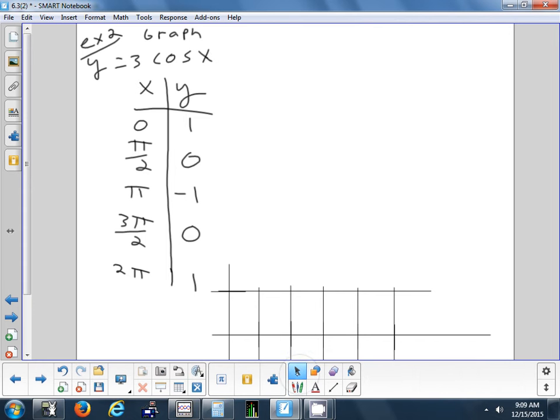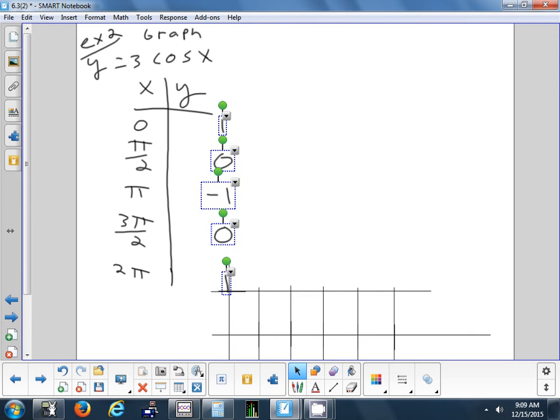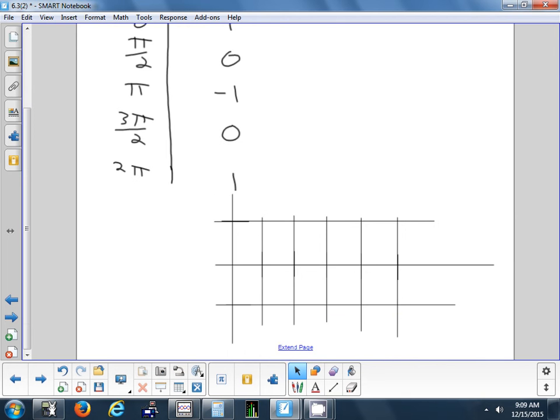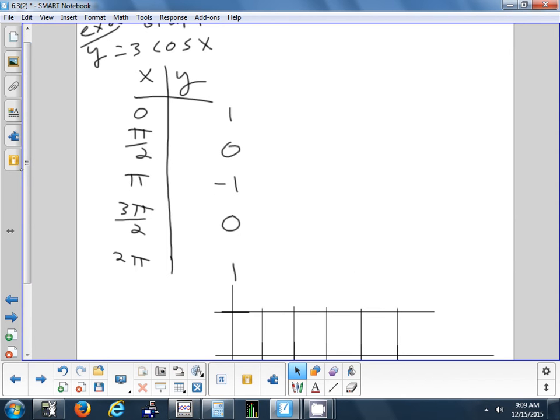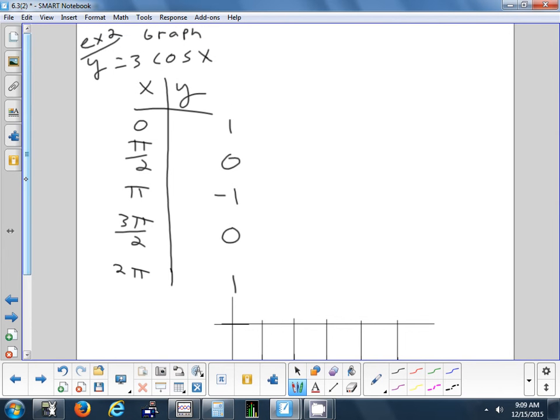All right, and let me put those off to the side. And now, what am I going to do with all these y values? Multiply by whatever the number is in front. If it's a negative, use the negative. If it's a positive, use the positive. Okay? Multiply everything by 3.